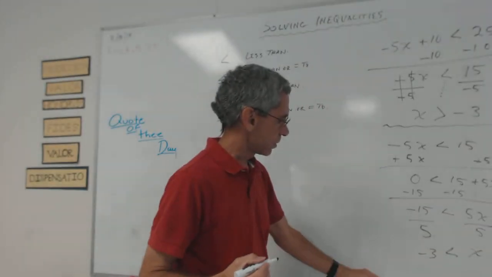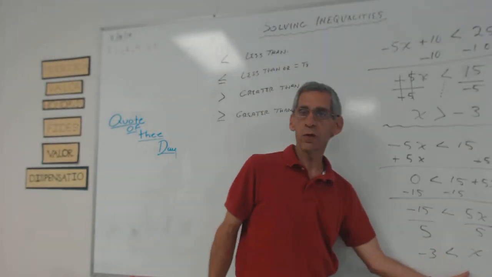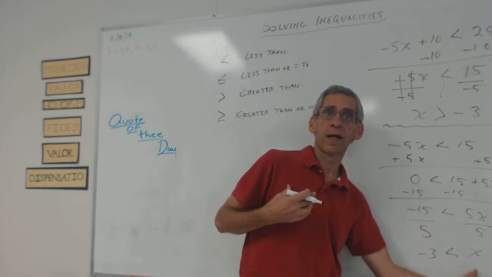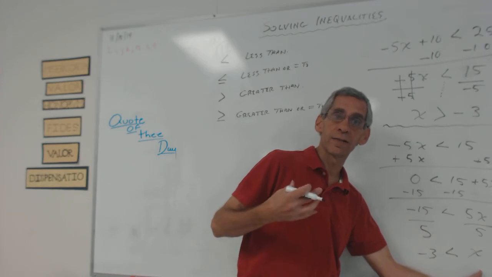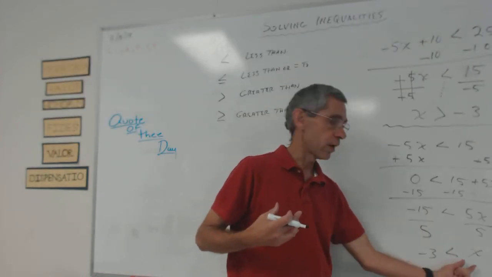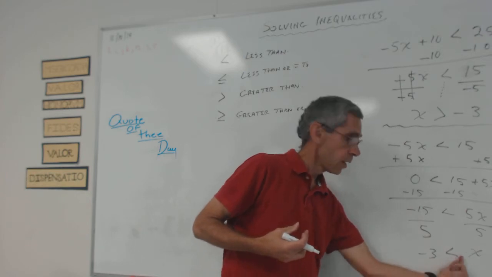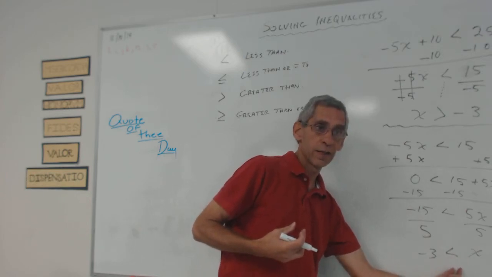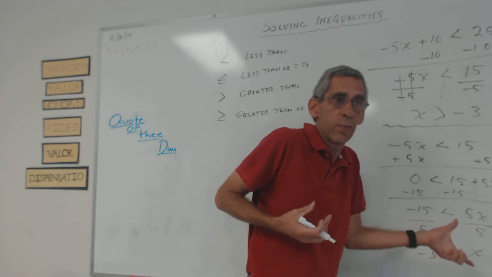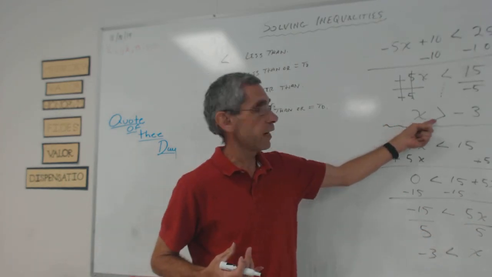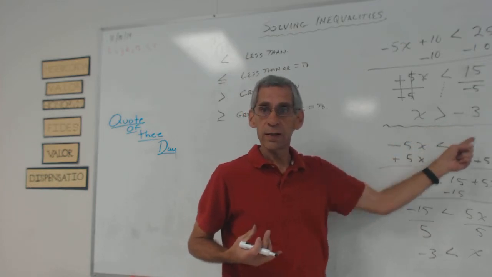Now, look at this. The way you would read this, even though it's negative 3 is less than x, the way I read it is I read it from right to left, because I always like to read my x first, right? I read it as x is bigger than, greater than. See, the mouth is facing the x. The big part is facing the x. X is greater than negative 3. Same thing.